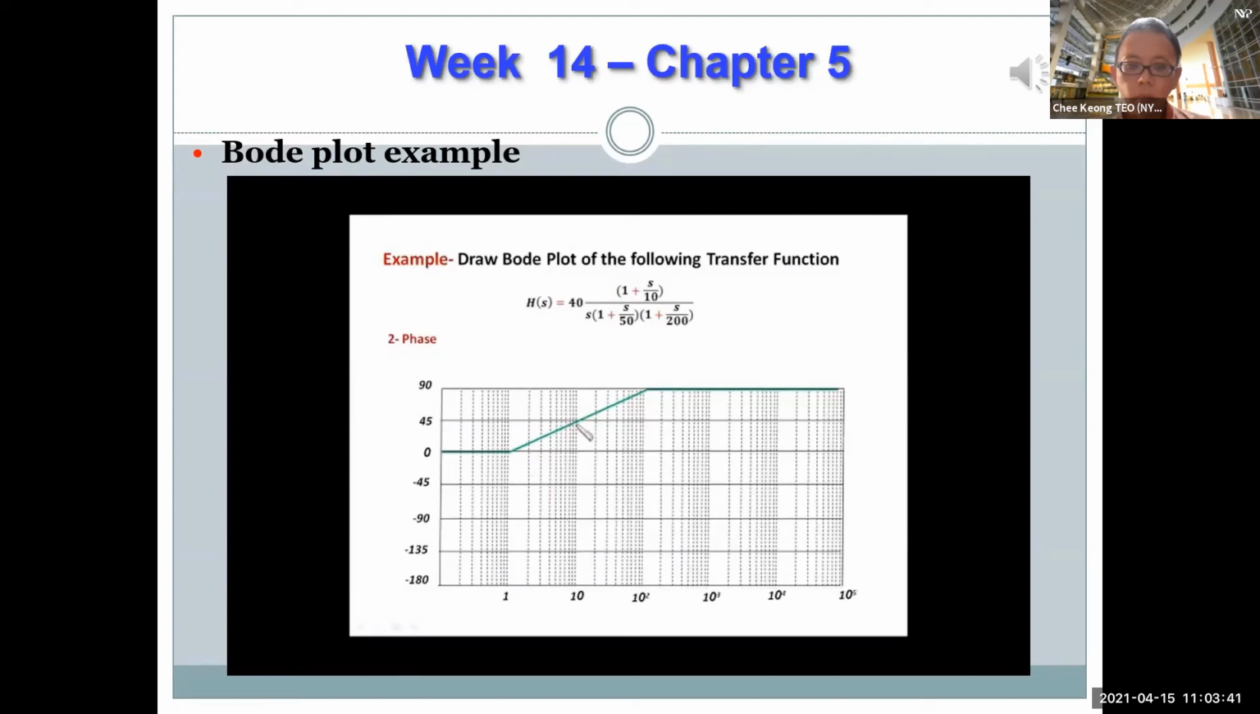Now we're going to come to the next pole, which is the pole at the origin. The pole at the origin will read minus 90 degrees for all frequencies. So when you plot that, what we have is minus 90 degrees for all frequencies.